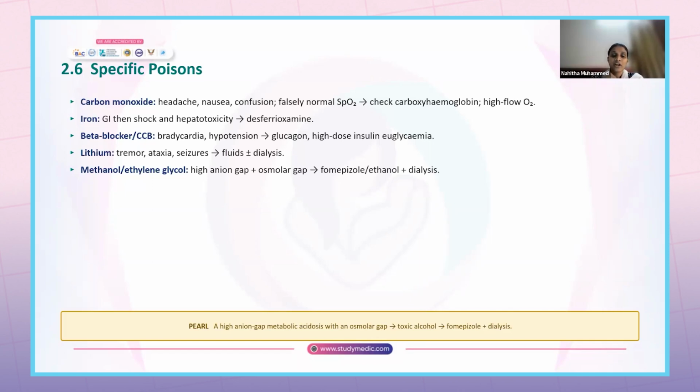Iron poisoning: we have to first clear the stomach, wash, then treat the shock. Then we have to give desferrioxamine, a chelating agent. Beta blockers: we can give glucagon. If it is causing hypoglycemia, we can give glucagon. Then we can give high dose insulin. Lithium toxicity: we can give fluids plus, at last, dialysis. Methanol or ethylene glycol poisoning: we can give fomepizole and dialysis.